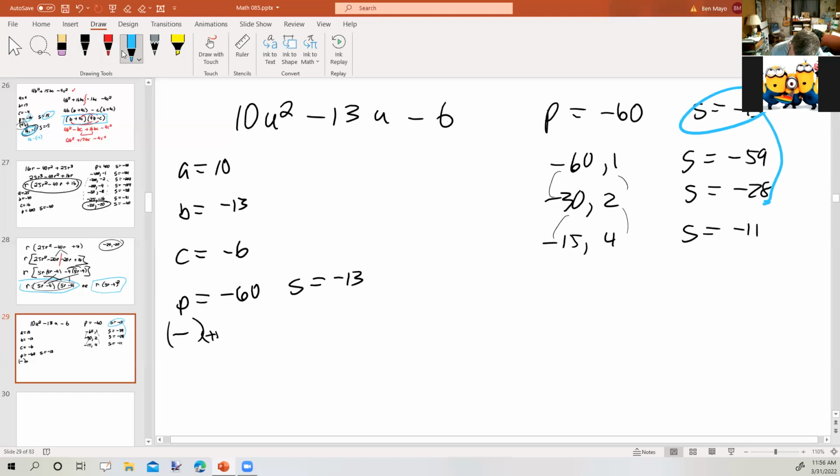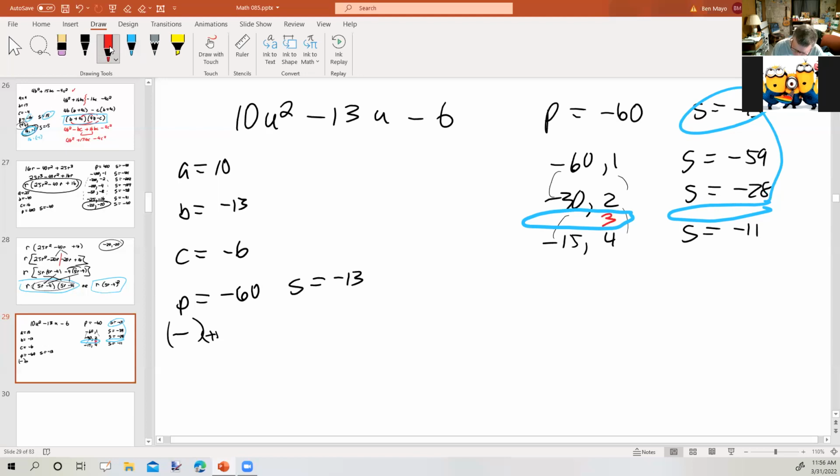Oh, but look what's happened. We've gone too far. We've gone past negative 13 to negative 11. Negative 13 as a sum is between negative 28 and negative 11. So that means the pair of numbers we're looking for has to be between here. So one of them has to be between negative 30 and negative 15. The other one has to be between 2 and 4. Well, I don't know about you, but there's a lot less numbers between 2 and 4 than there are between negative 30 and negative 15. So I'm going to go with 3.